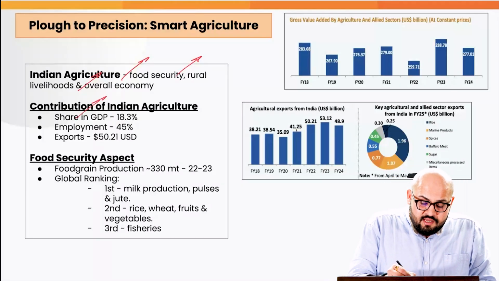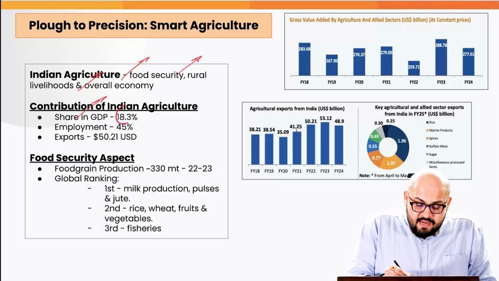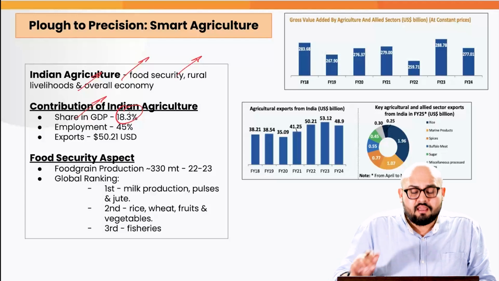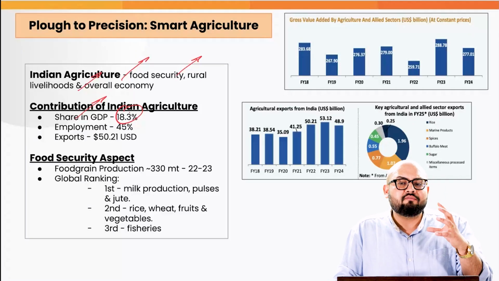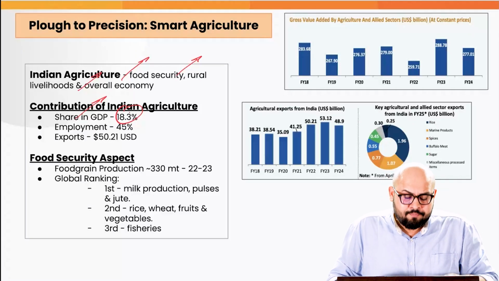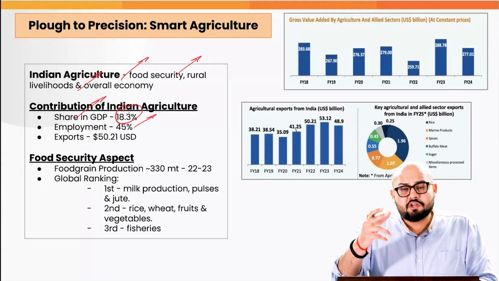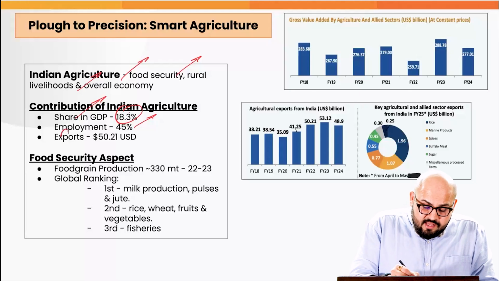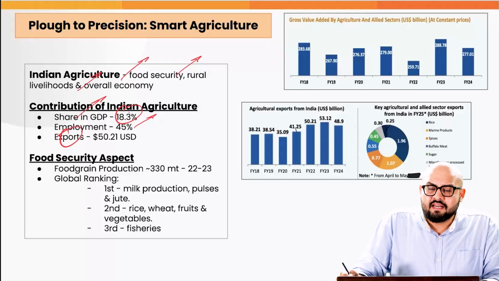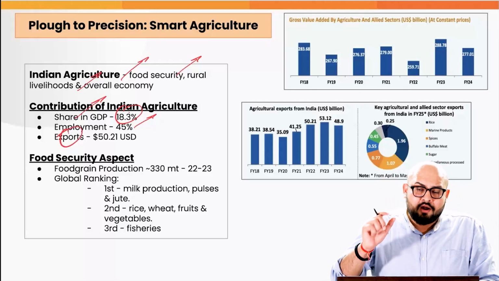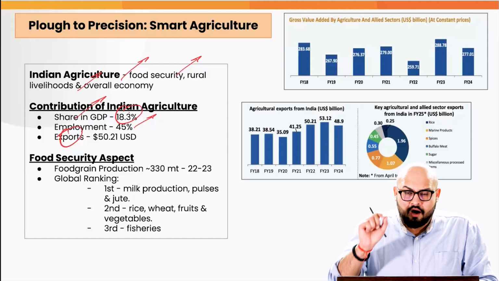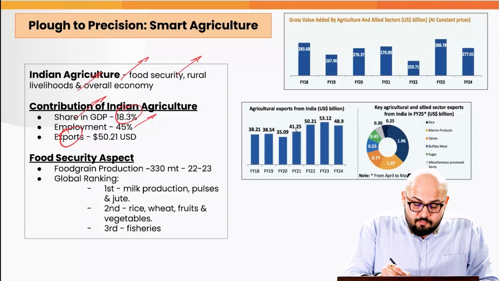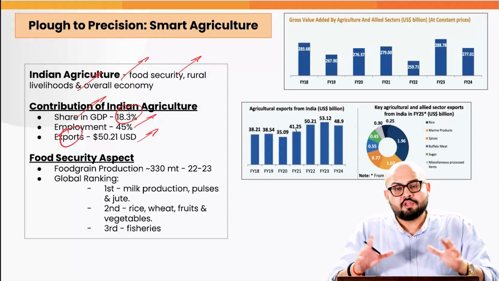We have the share of agriculture in the GDP at around 18.3%, based on the Economic Survey of 2022. If you talk about employment, we have data from the Ministry of Agriculture and Farmers Welfare, which says that the contribution of agriculture to overall employment is around 45%. Next we have exports. We have data from the Agricultural and Processed Food Products Export Development Authority, APEDA, a report of 2022, which says that agriculture exports contributed almost $50 billion to the overall economy.